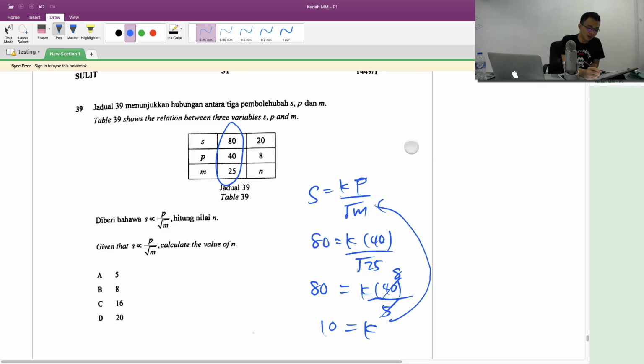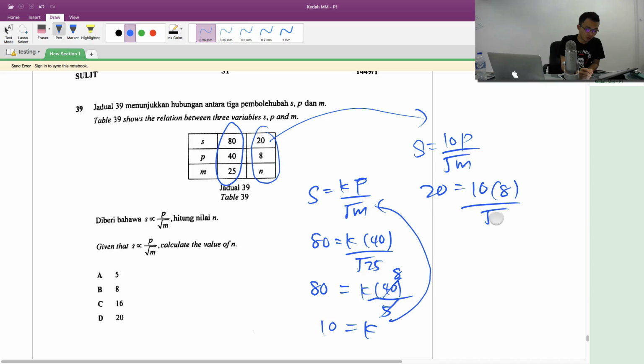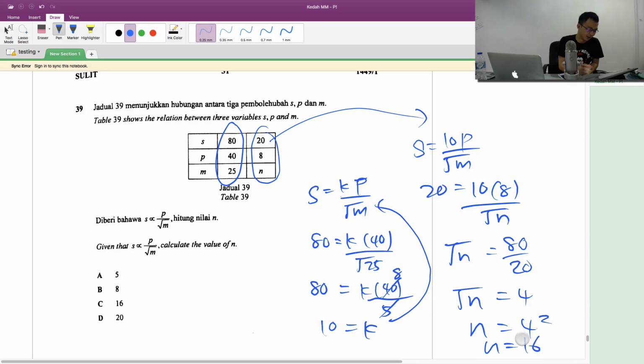So I substitute in here, s equals 10p over square root m. Then I will use the second combination, substituting in here: s is 20, p is 8, m we do not know, so m becomes n. So square root n equals 80 divided by 20. So square root n equals 4. So n equals 4 square, so n equals 16. So the answer is C. Alright, very easy.